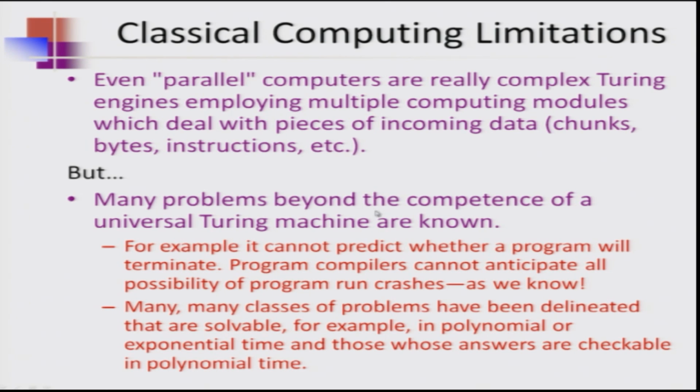But there are many problems beyond the competence of a universal Turing machine which are known. For example, it cannot predict whether a program will terminate. So, this is known as the classical halting problem. Program compilers cannot anticipate all possibilities of a program run crashing, and we know that. No matter how you build a computer, it may have that problem.